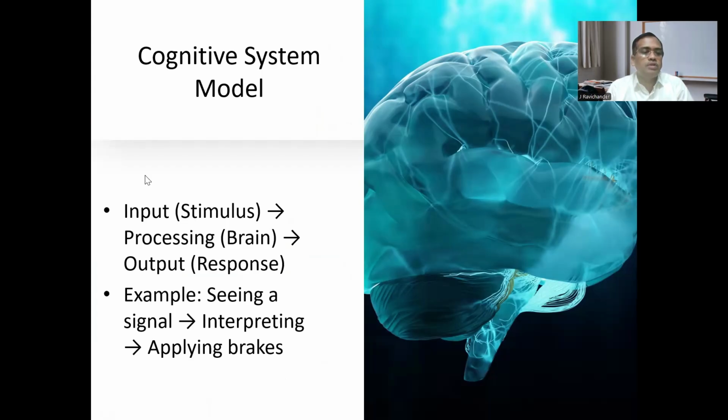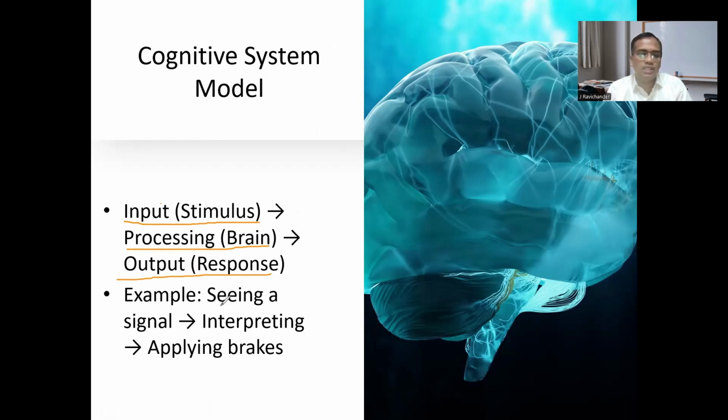Now coming to the cognitive model. In this cognitive model, we give an input, called a stimulus, which the brain processes and produces an output. That is called the cognitive system model. We give some input to the brain, it processes it, and it produces the output.